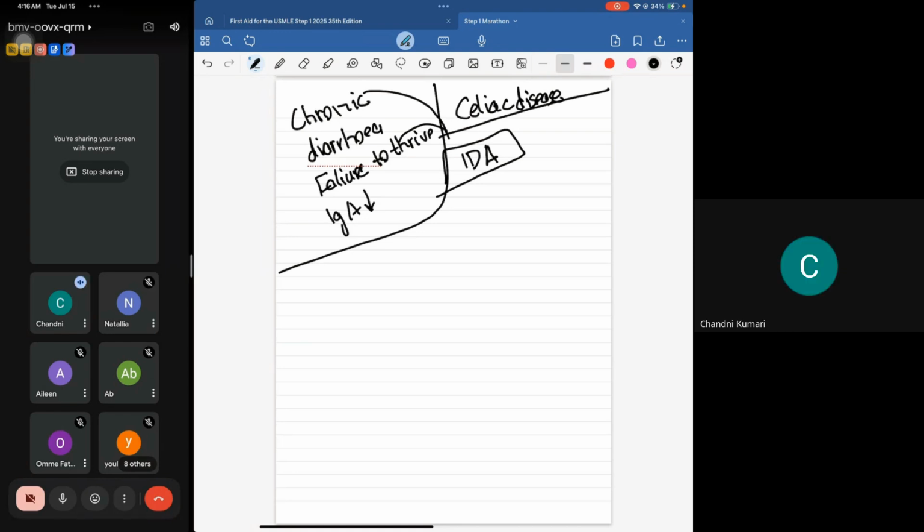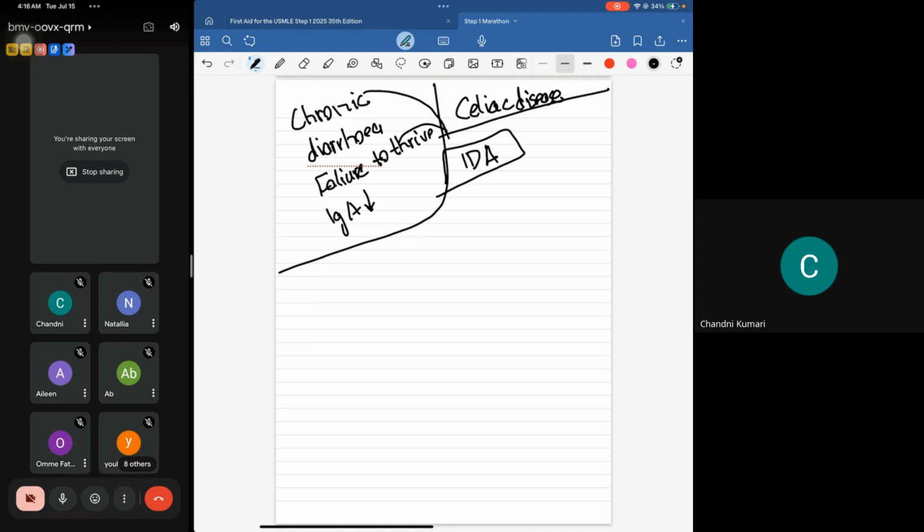Okay, so this is in resource-limited countries, like Pakistan, India, Bangladesh, Nepal, and subcontinent areas like Indonesia, etc. So basically these are the main things.